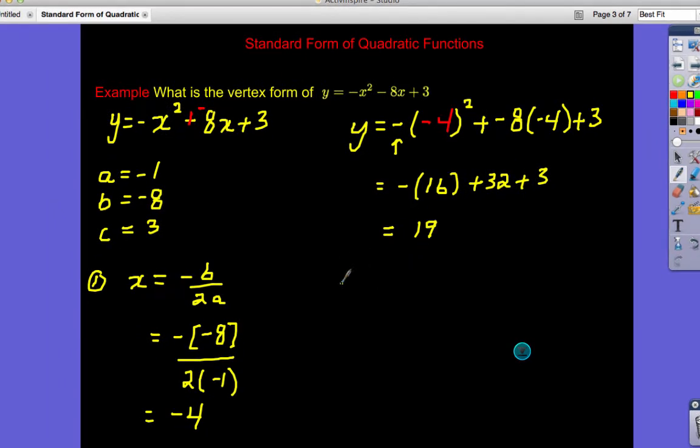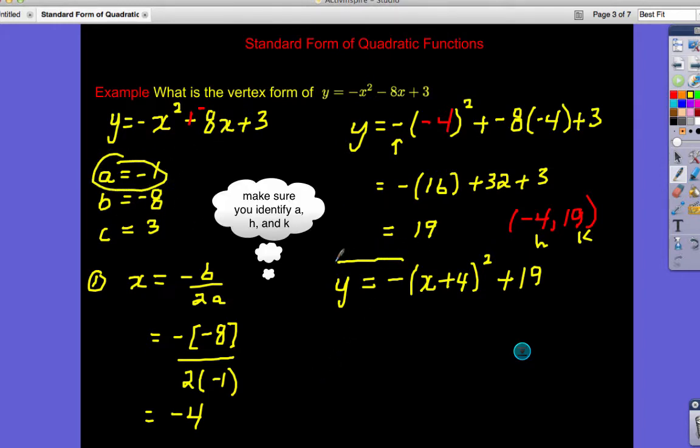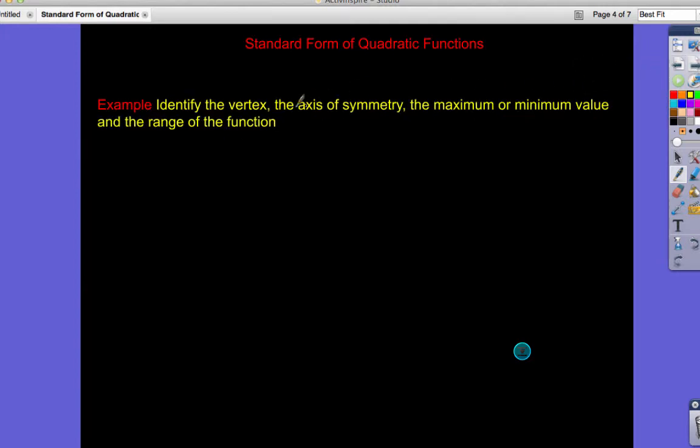So now we write our equation. We have our a, so y equals, our a value is negative 1, so negative x plus 4 squared plus 19. Remember that the vertex here was negative 4, 19. So I have my h and k, and my a value was right there. Alright guys, so that is how to write vertex form from standard form. So let's look at another example.